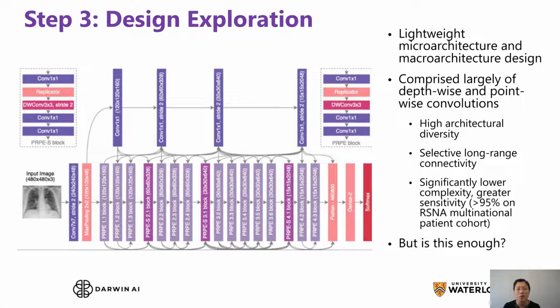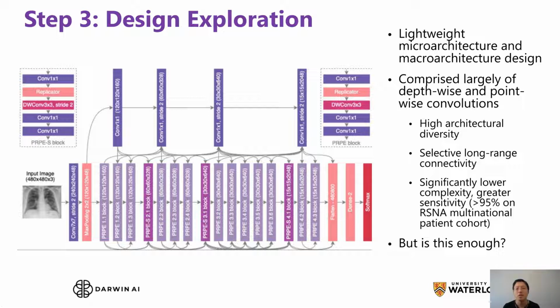So for example, in this case, this is a picture of the COVIDNet CXR architecture. And what you can see are a number of different things. One is that it's comprised largely of depth-wise as well as point-wise convolutions. And these are very lightweight components, which allows for much smaller memory footprint and real-time performance. Not only that, it has a very high architecture diversity, way beyond what a person can design, because a machine can tailor directly around the task as well as data at hand.